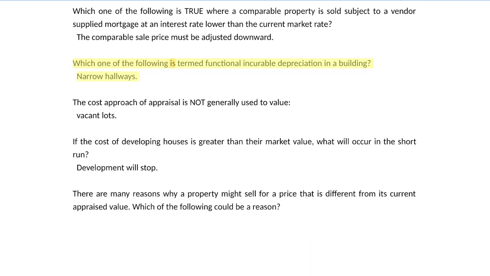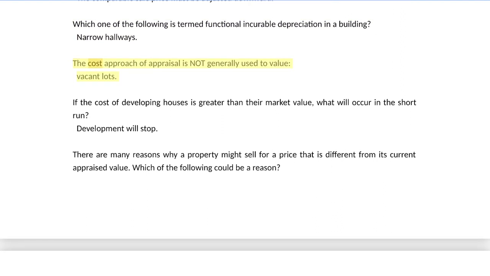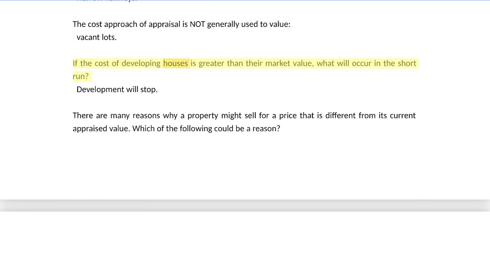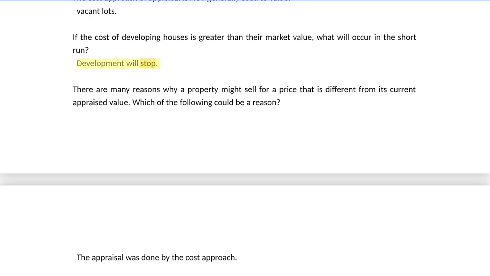Which one of the following is termed functional and curable depreciation in a building? Narrow hallways. The cost approach of appraisal is not generally used to value vacant lots. If the cost of developing houses is greater than their market value, what will occur in the short run? Development will stop.